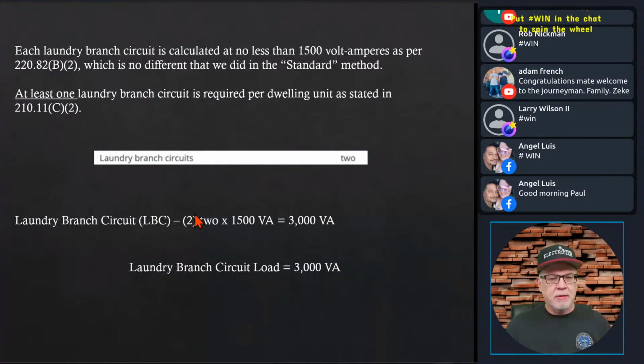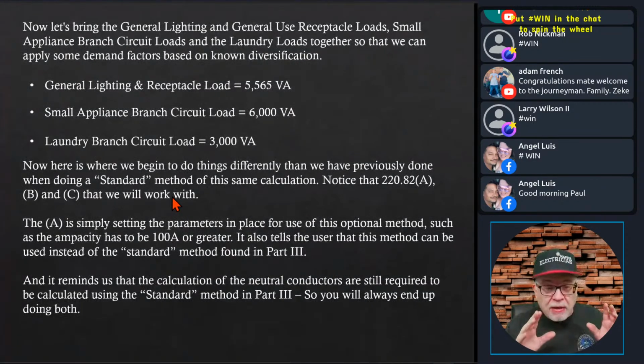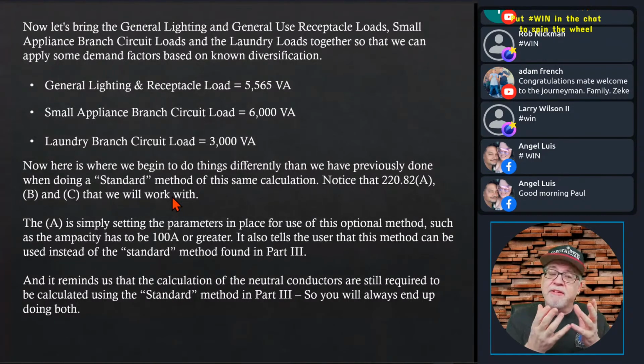Next, laundry. We don't have to go back and look at 220.82(B)(2) because we already looked at it a second ago and saw that the laundry is also 1,500. We got 2 laundry circuits. Simple, easy peasy. 2 times 1,500, that's 3,000. All you're going to do is add it to the list. Just adding the different lists up. Now, just like we did in the standard method that we did a couple weeks ago, we're going to bring everything together.